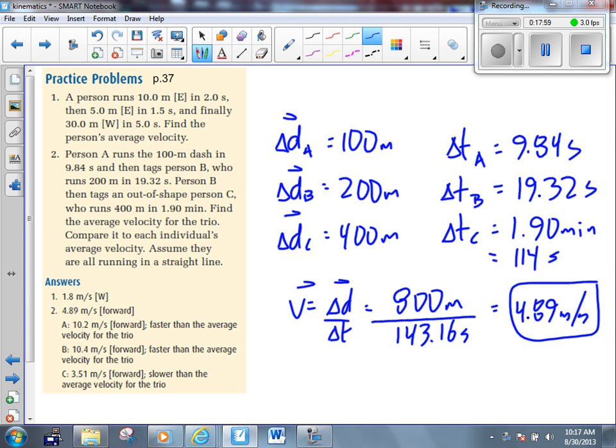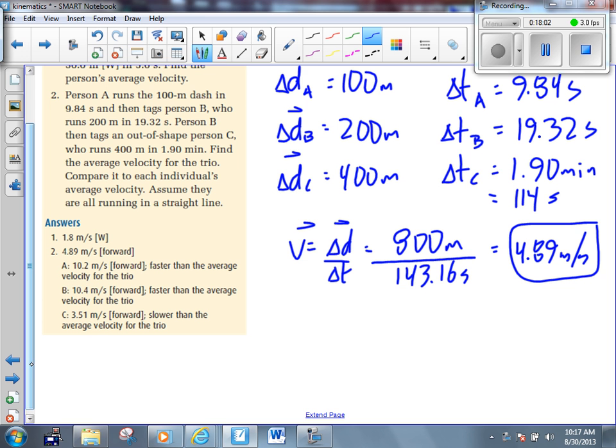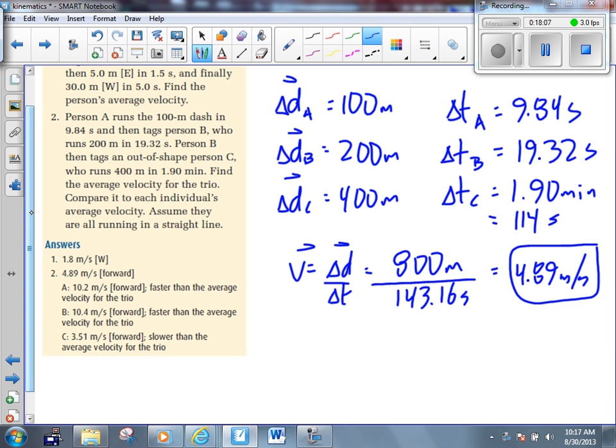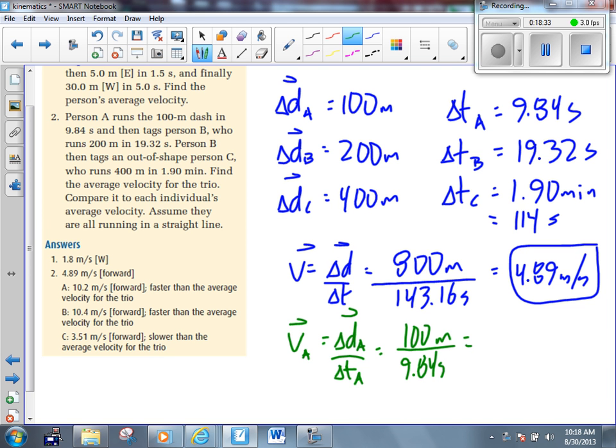All right. Now it says to calculate the average velocity of each individual and then compare it to the average velocity of the group here. We're not going to go through all three of these because they all work exactly the same. We'll do the first one. And if we're okay with that, then we should be okay with the other two as well. So let's say the average velocity of person A is displacement of person A divided by the time of person A. That's going to be 100 meters divided by 9.84 seconds. We do that math, and it works out to be 10.2 meters per second.